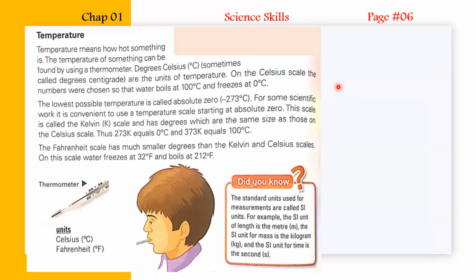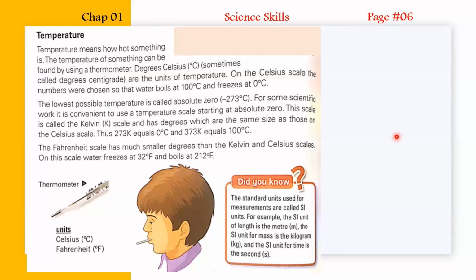This is your book page. I explain all these things in detail. What is temperature? Temperature is the degree of hotness or coldness. Temperature means how hot or cold something is. There are three different scales used for temperature. These are Celsius, centigrade, and Fahrenheit.